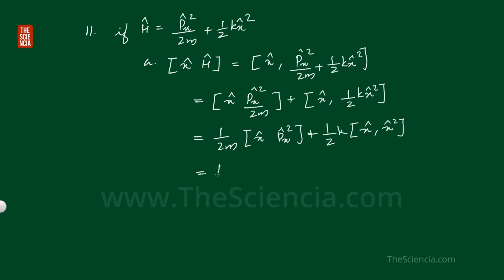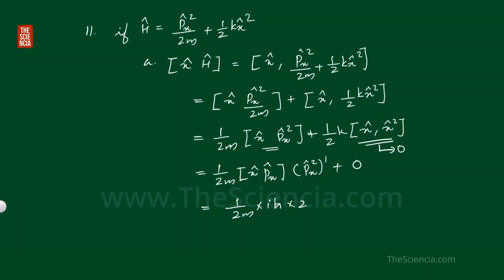Here this is equal to 1 by 2m into, you know how we can solve? You have to take commutator bracket of x cap px cap into the derivative of px cap square plus, see here, the commutator bracket of an operator with itself is definitely equal to 0. So this is equal to 0. So we will get 1 by 2m into i h cross into 2 px cap. That is, the result is, we can cancel this 2 and 2, so i h cross px by m.